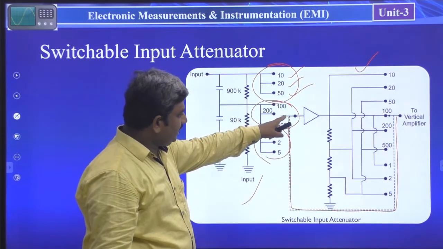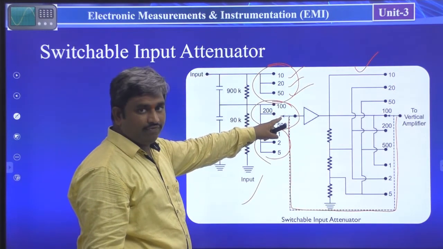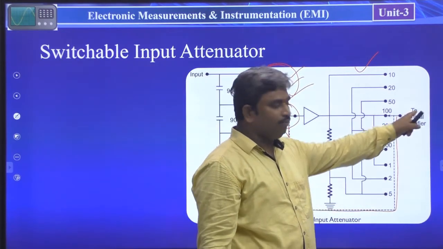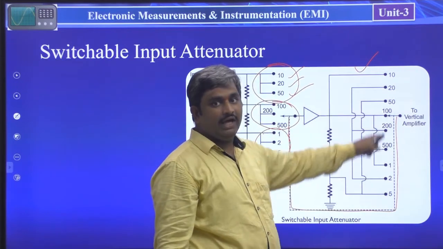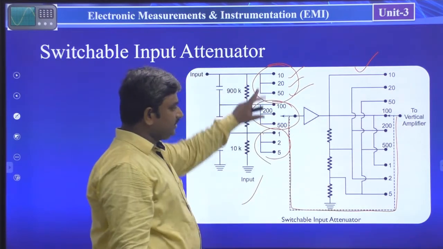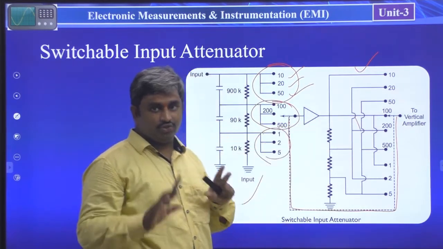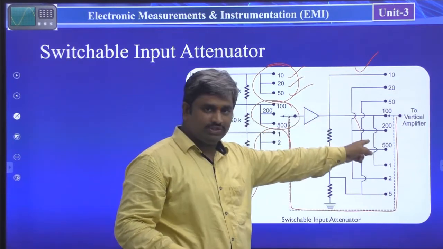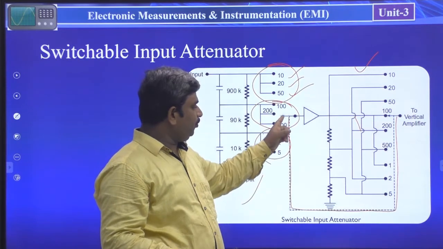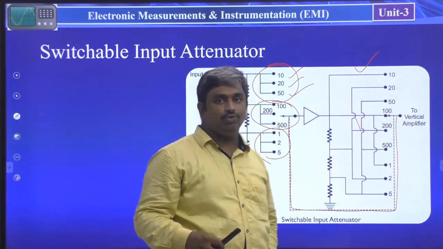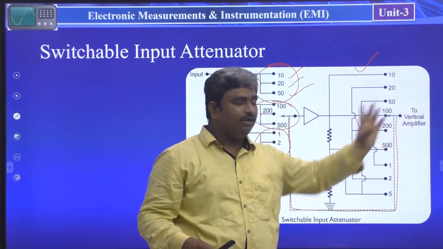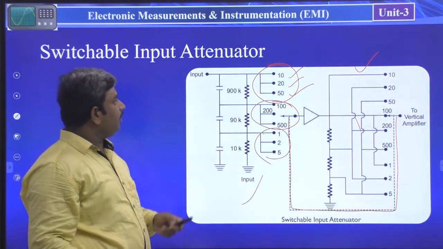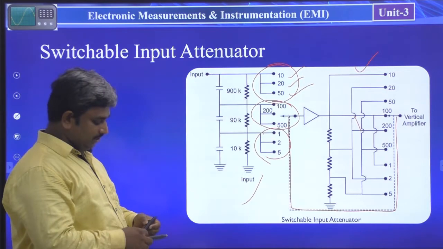See here, the output of this attenuation stage is directly switched to the vertical amplifier without connecting another stage. So this is one stage, this is another stage. Two stages are available, so the attenuation may be done in two stages also. But if you want, you can switch this attenuation by using this bypass line to the vertical amplifier. This is a switchable input attenuator circuit.